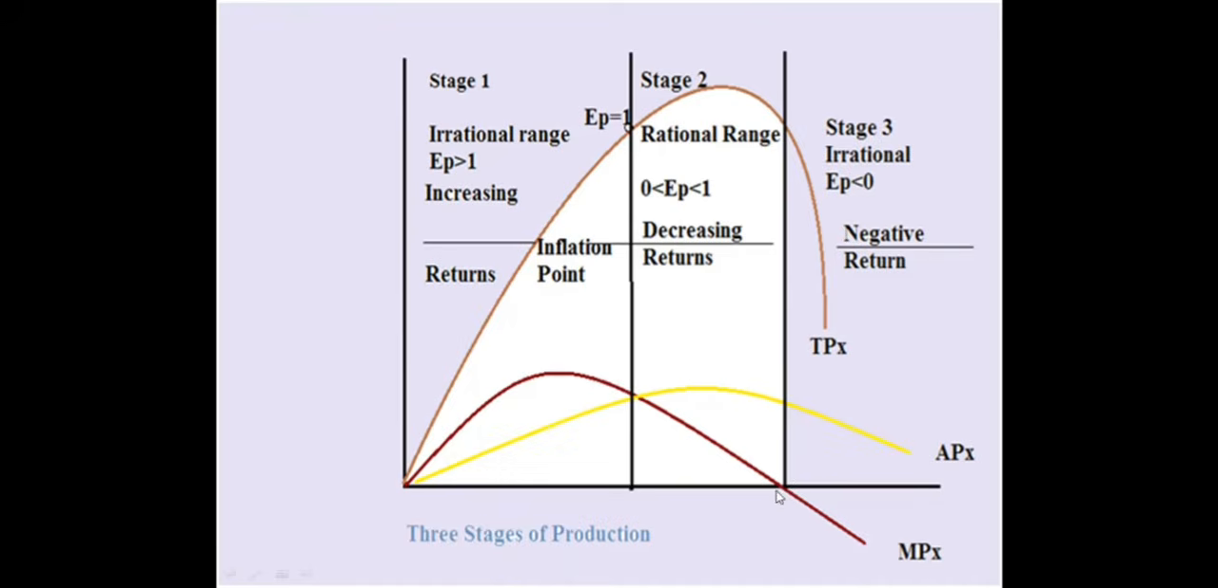When MPP is 0, TPP is maximum, and stage 2 is your rational stage, whereas stage 1 and stage 3 are irrational stages. And regarding return, stage 1 is an increasing return stage, stage 3 is a negative return stage, and stage 2 is a diminishing return stage. Okay, why? Again we will study this.